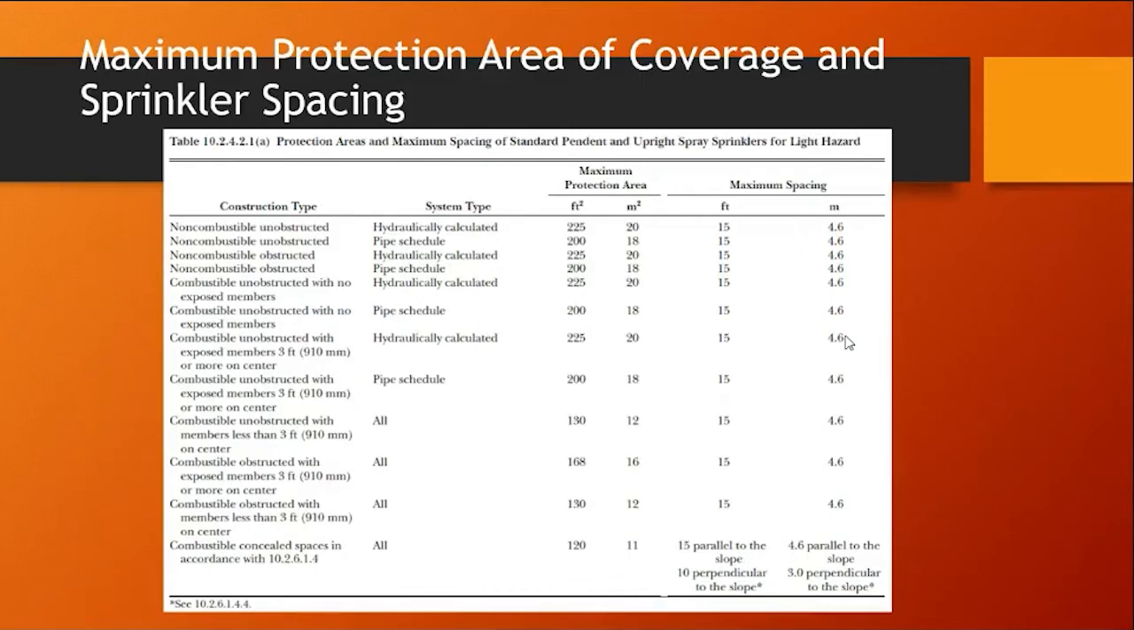Ano naman yan? Maximum protection area of coverage and sprinkler spacing. Ito po sir. Ayan, yan natin tinatanong kanina, di ba? Opo, yan ba yung mga spacing? Opo. Protection area, maximum, minimum, tsaka maximum. Mga spacing. Opo, sir. Depende sa area. Depende din po sa space.